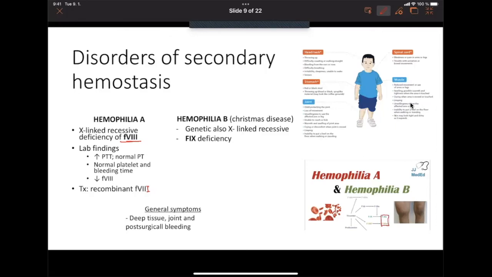You can also look at the general symptoms here. These are quite non-specific symptoms, so you can just look at this over here. But the main thing is still bleeding.